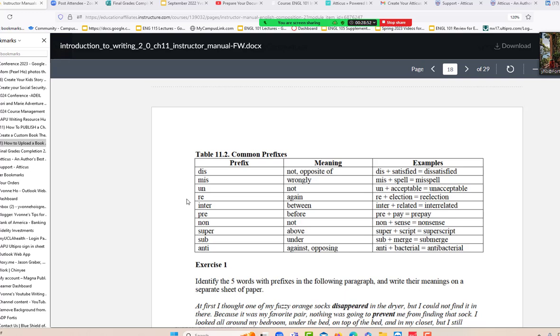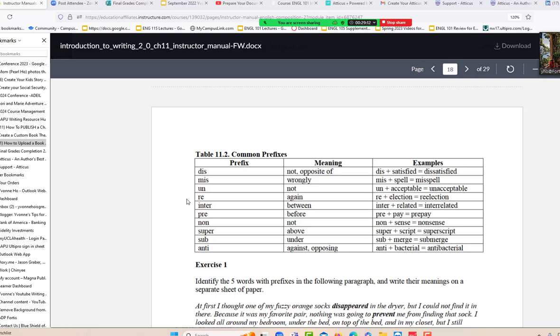Mis. I spell the word correctly. Then if I add the prefix mis, it becomes I misspelled the word. That means I did it wrong. Un: this is an acceptable grade. That means I got a B+. That's acceptable. An unacceptable grade would be like an F.